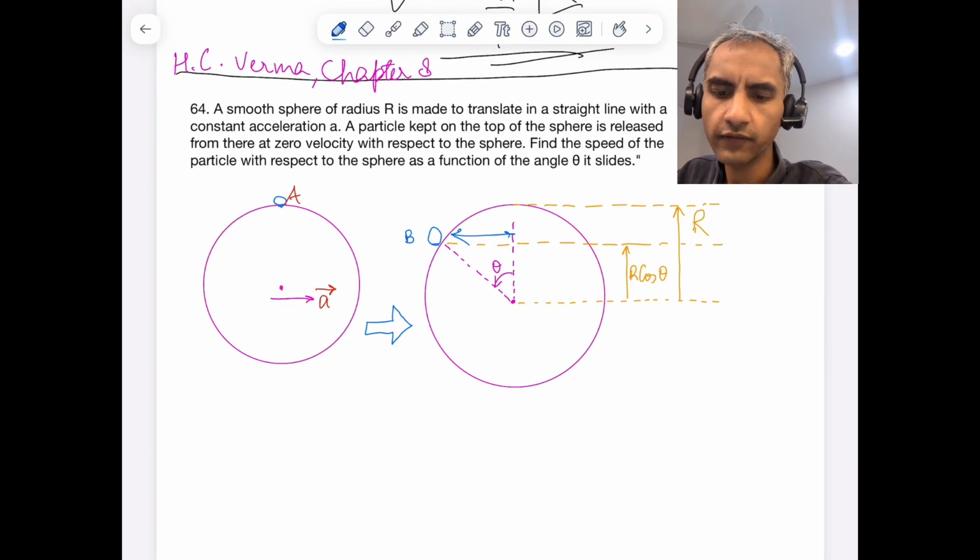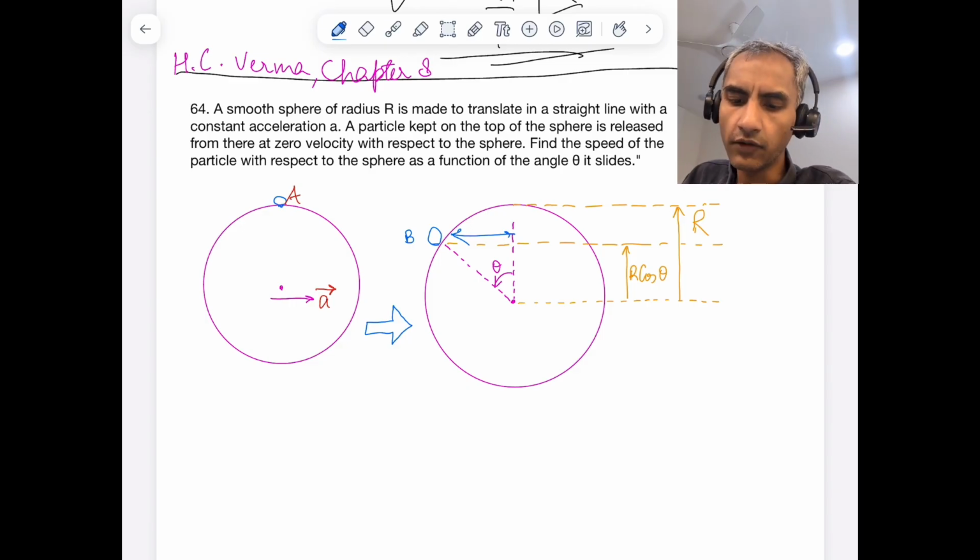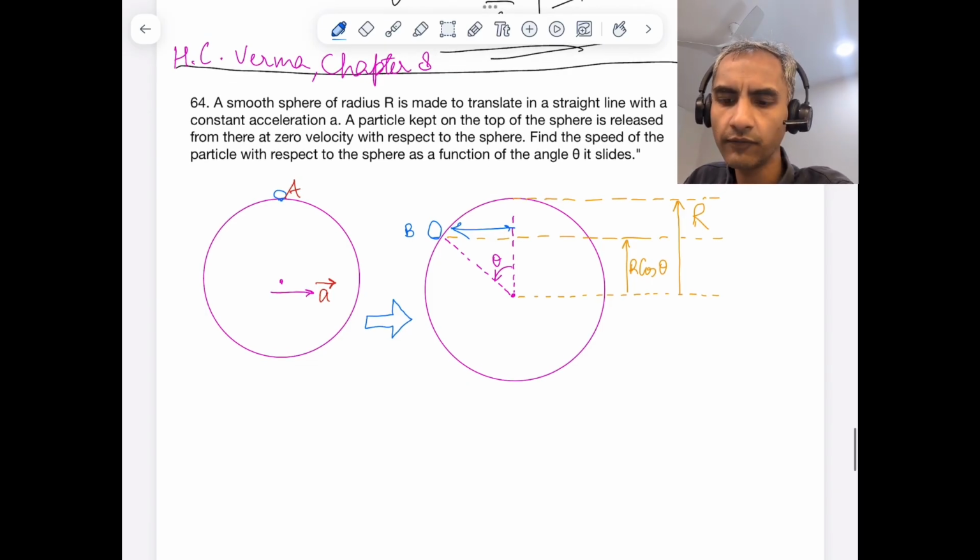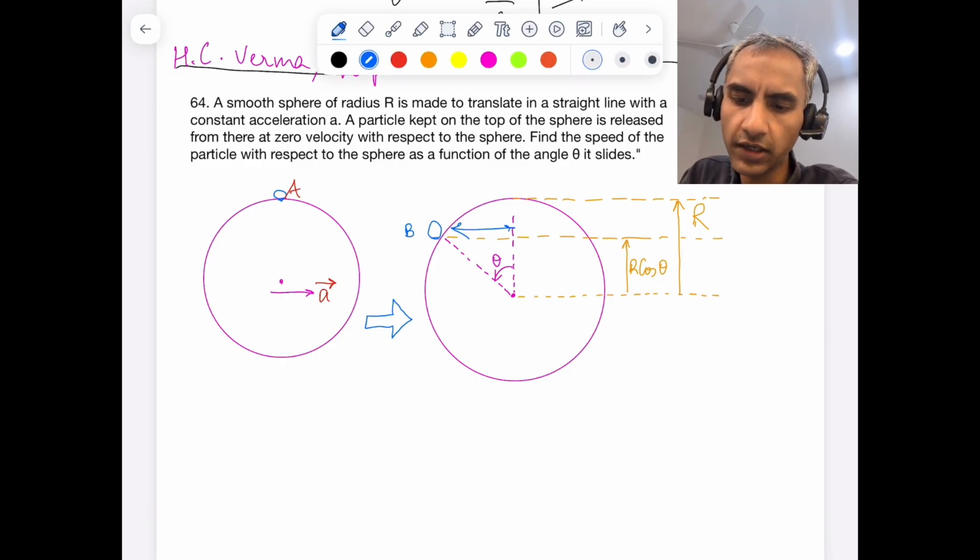The problem says a smooth sphere of radius r is made to translate in a straight line with a constant acceleration a. A particle kept on the top of the sphere is released from there at zero velocity with respect to the sphere. Find the speed of the particle with respect to the sphere as a function of the angle theta it slides. Of course, this becomes an easy problem if there were no acceleration in the sphere itself, right? But of course, the sphere does move with a constant acceleration in this direction.